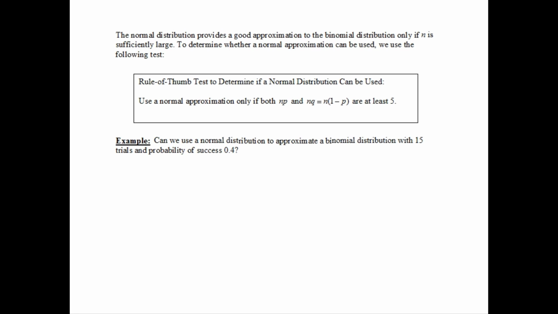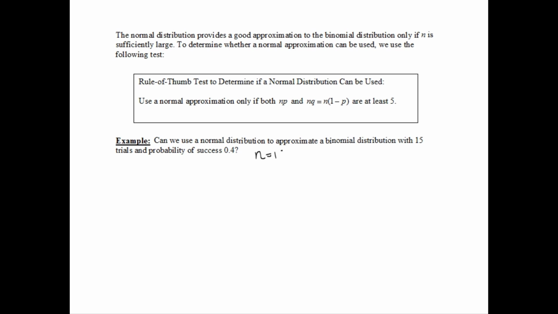There are several rule of thumb tests to decide when this is. One good one that's very easy to use is this. We're going to use a normal approximation only if both np and nq are at least 5. Okay, let's do an example. Can we use a normal distribution if we have 15 trials and the probability of success 0.4?